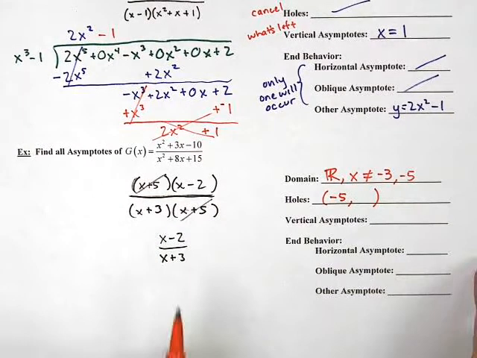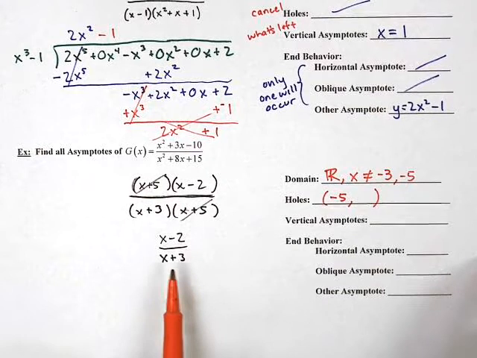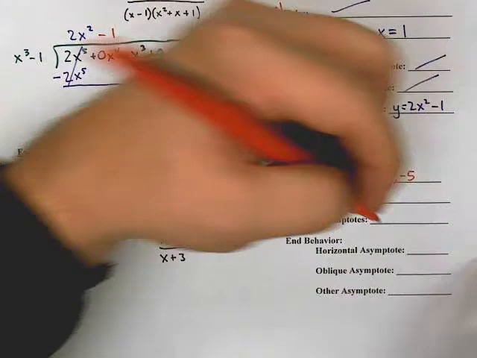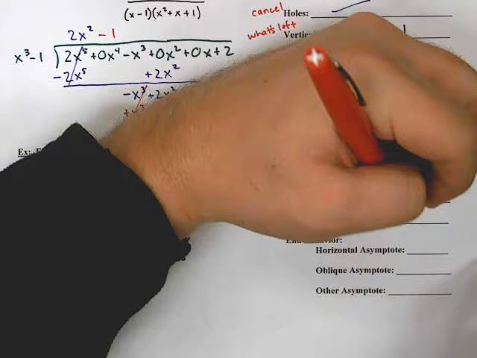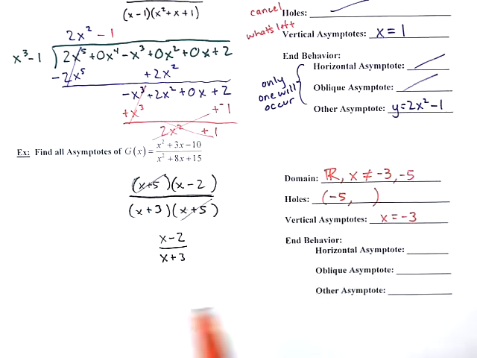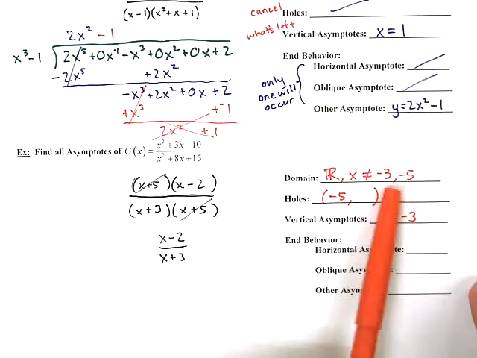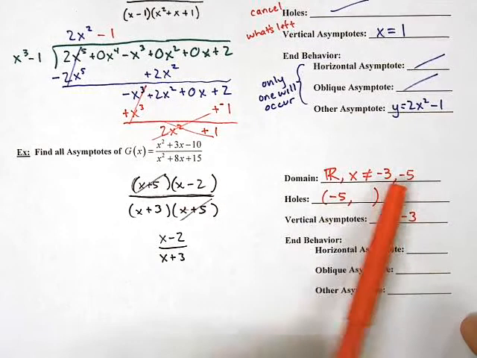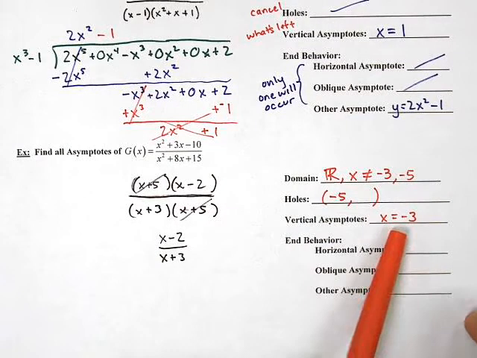My vertical asymptotes occur with whatever is left over. So this x plus 3 is going to lead to a vertical asymptote at -3. And this should make sense again. Why? Because anything that was a restriction in my domain has to either be a hole or a vertical asymptote.